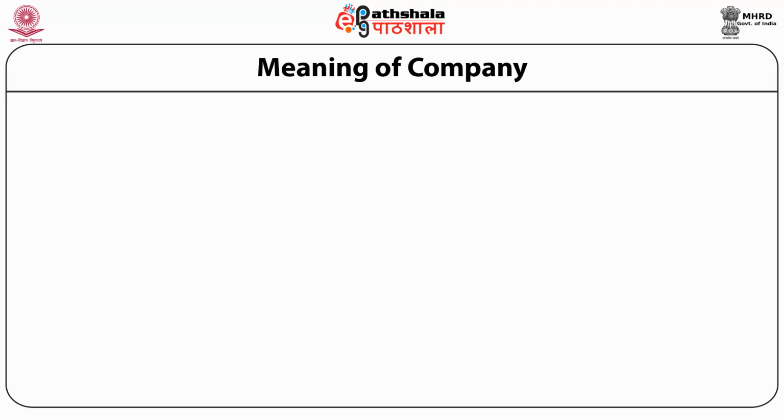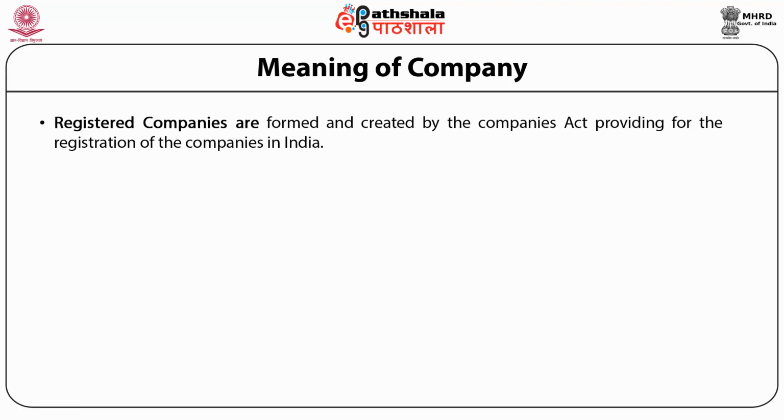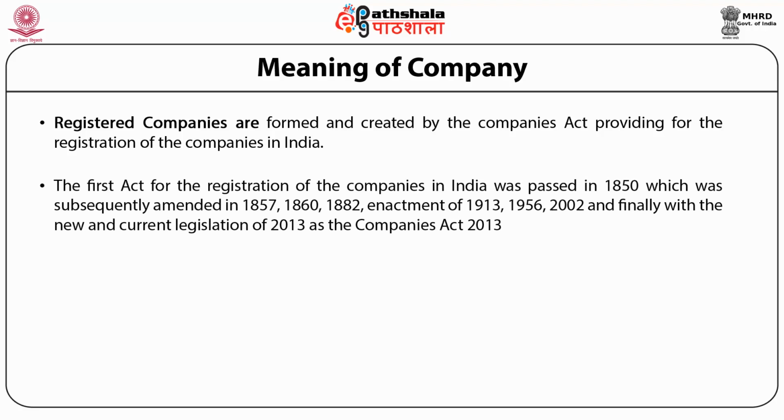The second one is the registered companies. Registered companies are formed and created by the Companies Act providing for the registration of companies in India. The first act for registration of companies in India was passed in 1850, which was subsequently amended in 1857, then in 1860, then 1882, enactment of 1913, then in 1956, then in 2002, and finally with the new and current legislation of 2013 as the Companies Act of 2013.